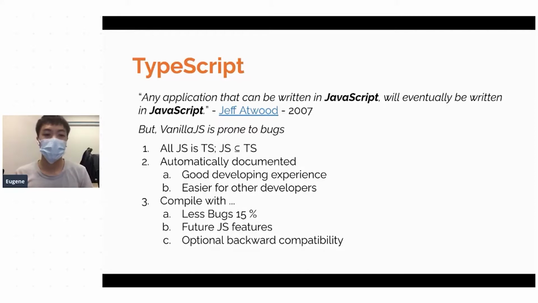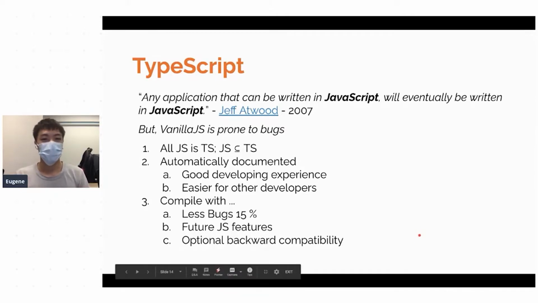TypeScript compiles into JS with 15% fewer bugs, as shown by some studies. And you can use future JavaScript features that are not even released yet. Besides that, TypeScript also supports optional backward compatibility, which means you can compile your TypeScript into ES5 or ES2015 JavaScript at your choice.